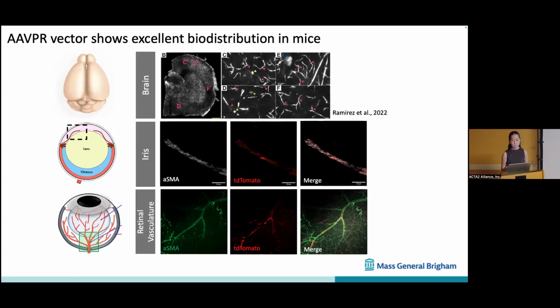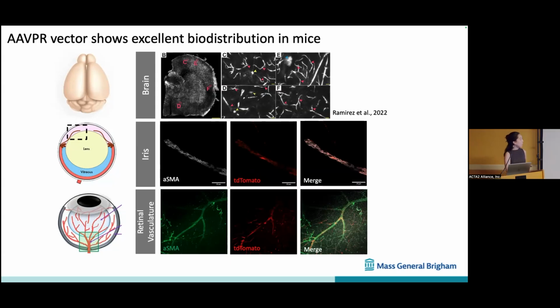So first, we wanted to assess the efficacy of our viral vector in the brain and the eye, the two tissues of interest in the study. And we saw that AVPR shows excellent efficacy for transducing smooth muscle cells in all of these structures. So in the brain, panels C through F are actually 3D images of the brain vasculature, and all of these white signals we see here are areas of the vasculature that were transduced by AVPR.